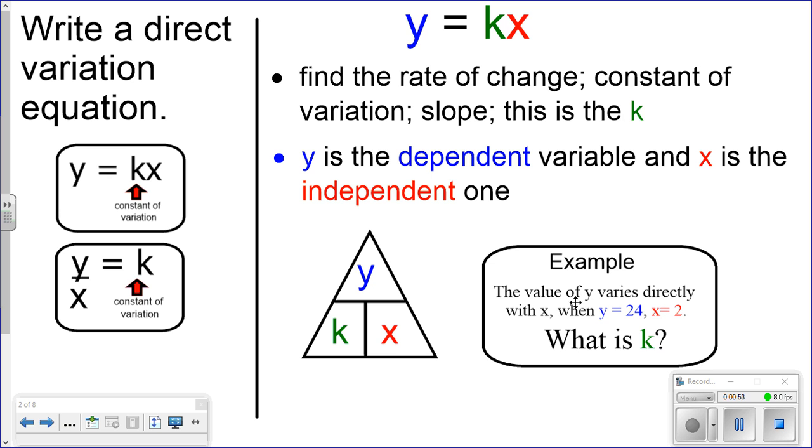So the question says the value of y varies directly with x, so it's a direct variation equation. When y is 24 and x is 2, what's k? Well, we just said to find k, we're going to take y divided by x, so that's 24 divided by 2, so k is 12.